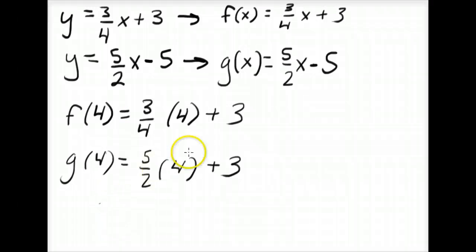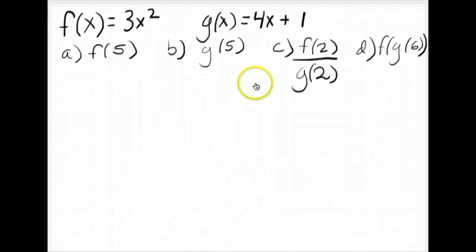So one thing you want to be careful of is that the notation f of x does not mean f times x. The letter f is simply the name of the function. So f of 4 is the value of the function at x equals 4, not f times 4.